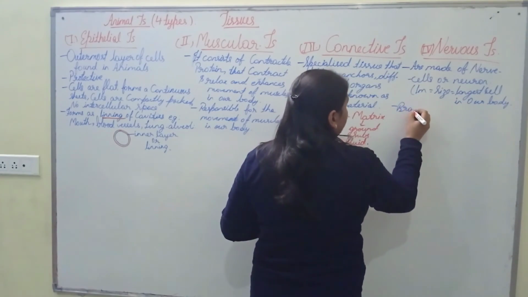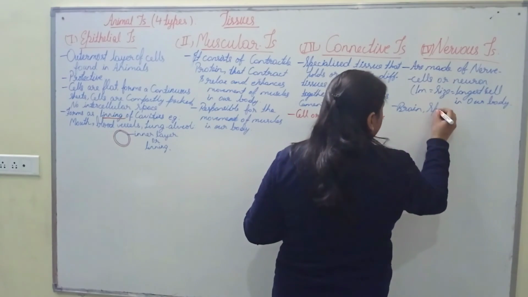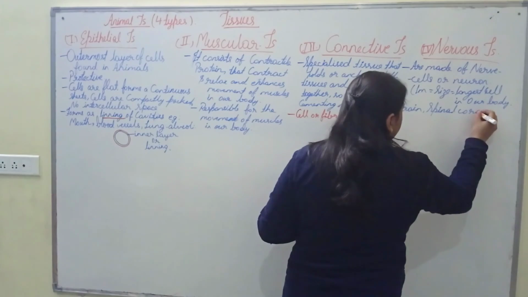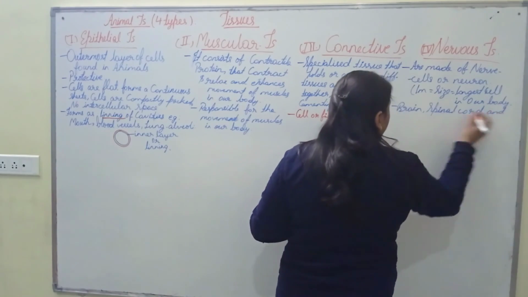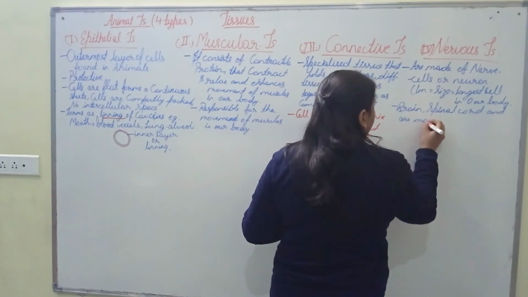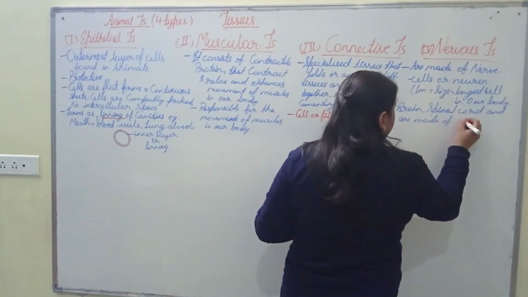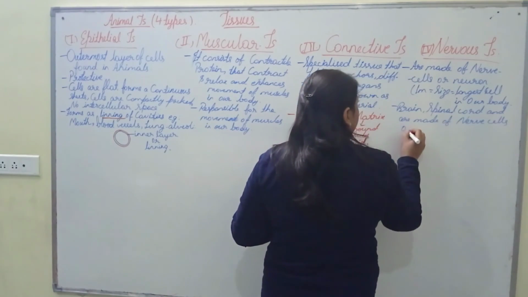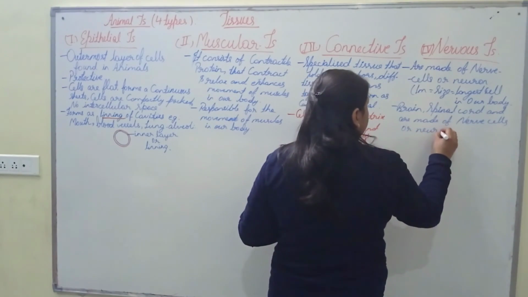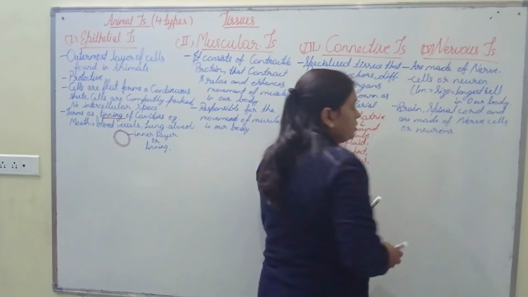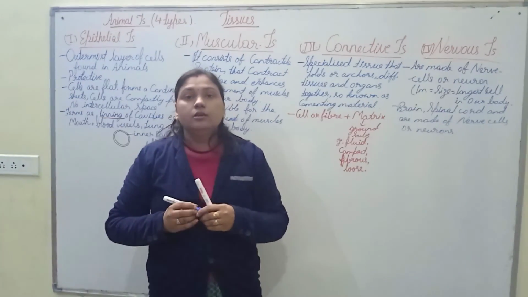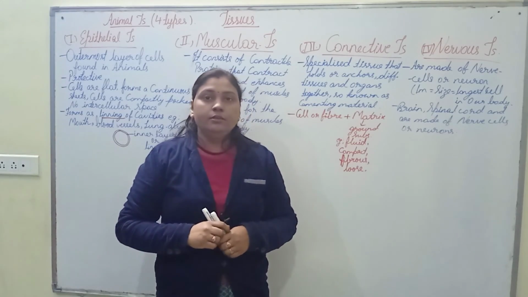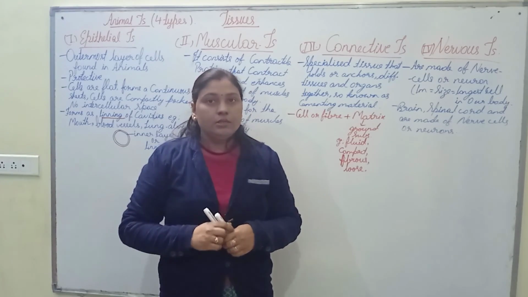Brain, spinal cord and nerves are made of nerve cells or neurons. So these are the highly specialized tissues that transmit signals from one part to the other part inside the body, that we will discuss in the later section.